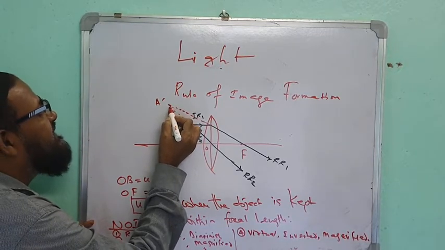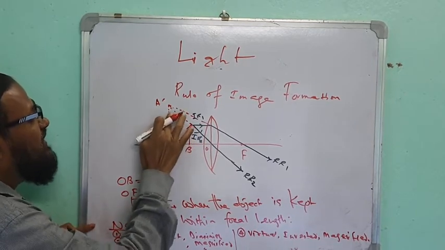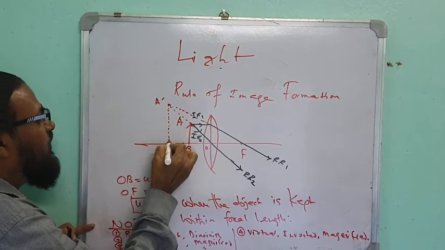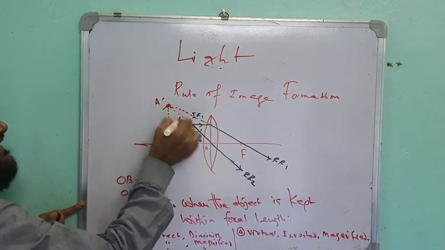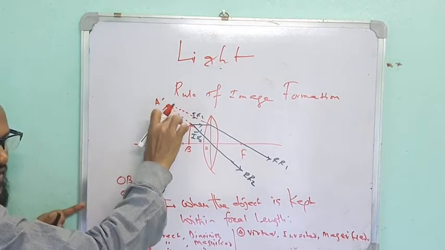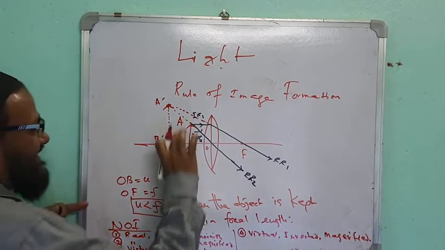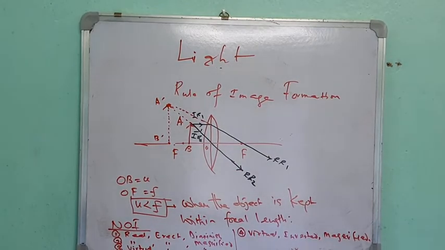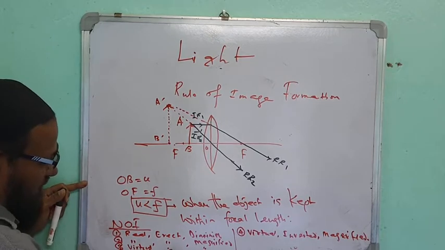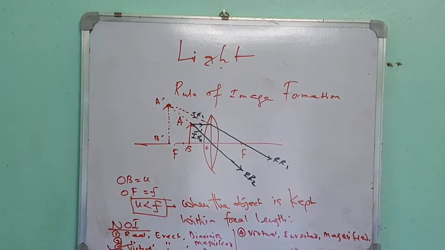Next thing is important. For the virtual image, this point is B dash. Now please try to understand: this is the head, and this is the head. Both heads are the same direction, so the image is erect. Another thing from the figure: this is the object and this is the image, so it is magnified. What is the rule? Virtual, erect, magnified. This is the answer. Clear?